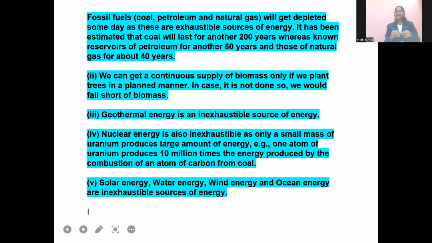Geothermal energy is inexhaustible. From the earth we get the heat from the magma, so that is inexhaustible and will not get over. Nuclear energy is also considered inexhaustible, as only a small amount of uranium is needed to release a large amount of energy. Solar energy, the energy from the sun, water energy, and wind energy are all inexhaustible, but we have to use them efficiently without affecting the environment.